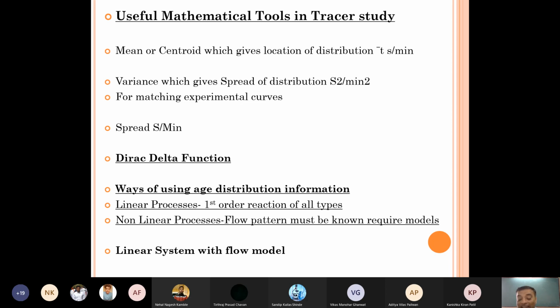If the process is linear, the mathematics is very simple, the steps are very simple, the derivations are very simple. But if the process is non-linear, then the mathematics and steps become very complicated. Generally, we have linear processes for graduation level, and for higher education, for PG and PhD, we have non-linear processes in non-ideal flow. Then we will discuss the next point, linear system with flow model.